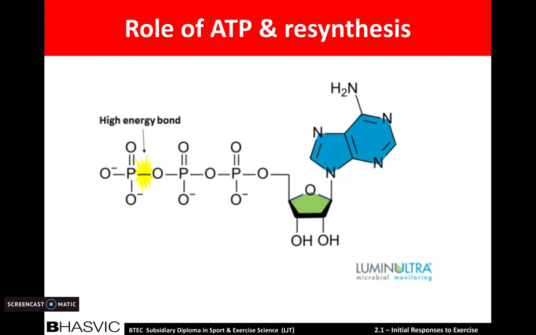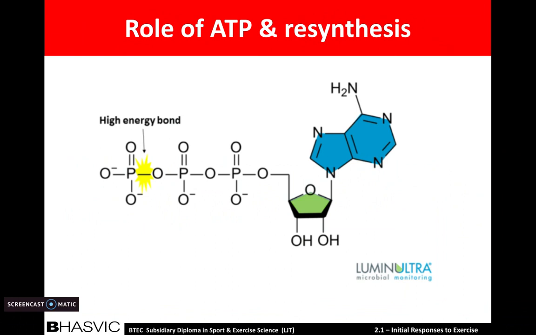Role of ATP in resynthesis. ATP stands for adenosine triphosphate, and it is a small molecule that is within a cell. One of the main roles of ATP is to provide energy. ATP is also made up of three things: one is ribose sugar, another is an adenine ring, and also three phosphate groups, which is called triphosphate.